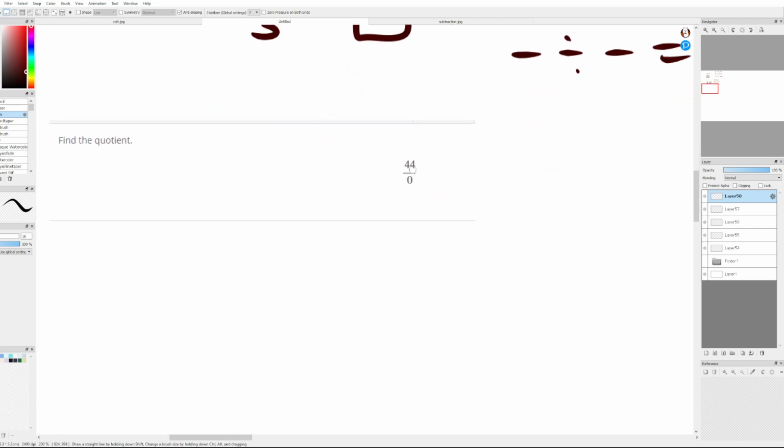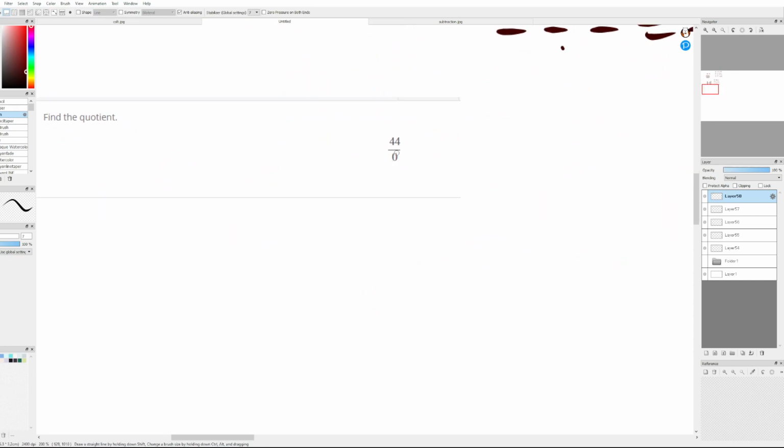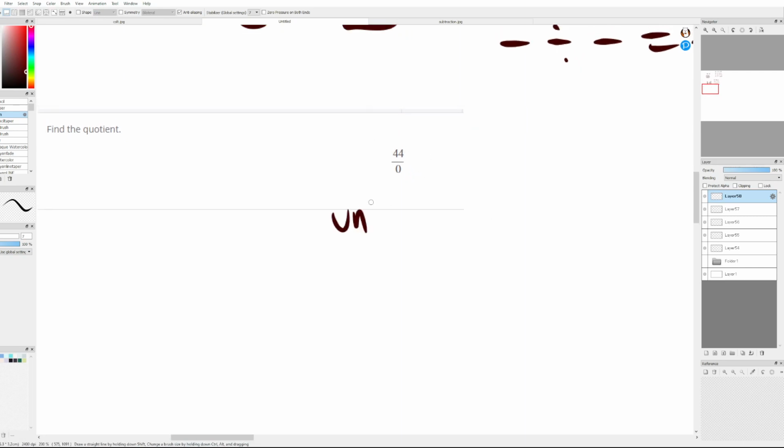This one is asking us to find the quotient of 44 divided by 0. Now this is sort of a trick question because there is not going to be a quotient that works. Because anything divided by 0 is undefined.